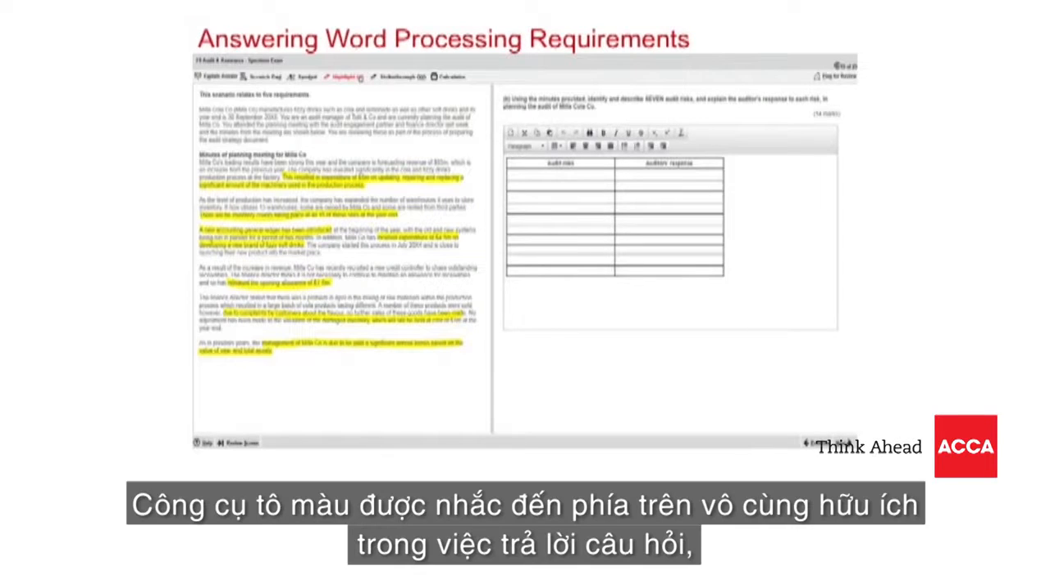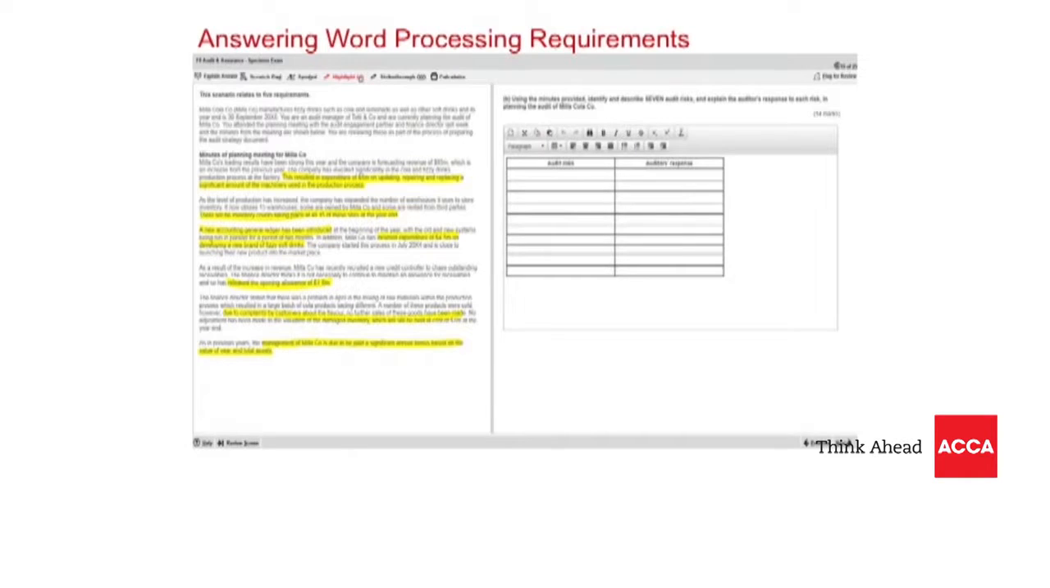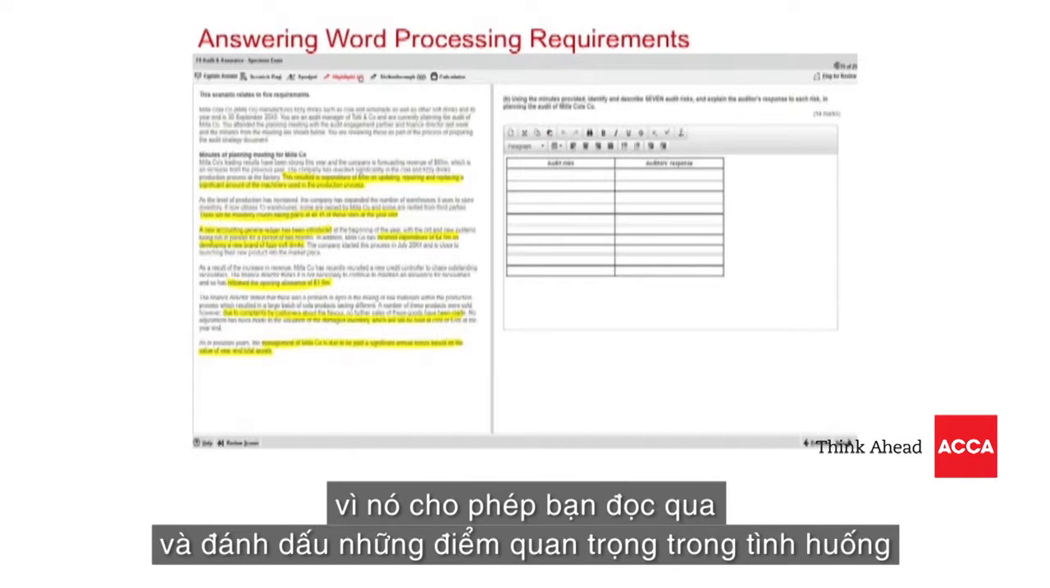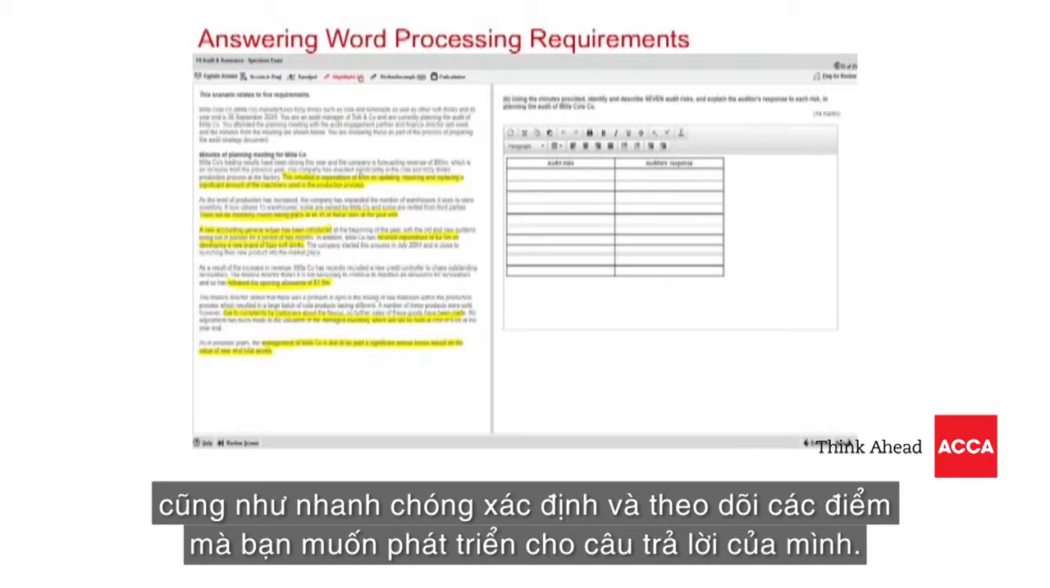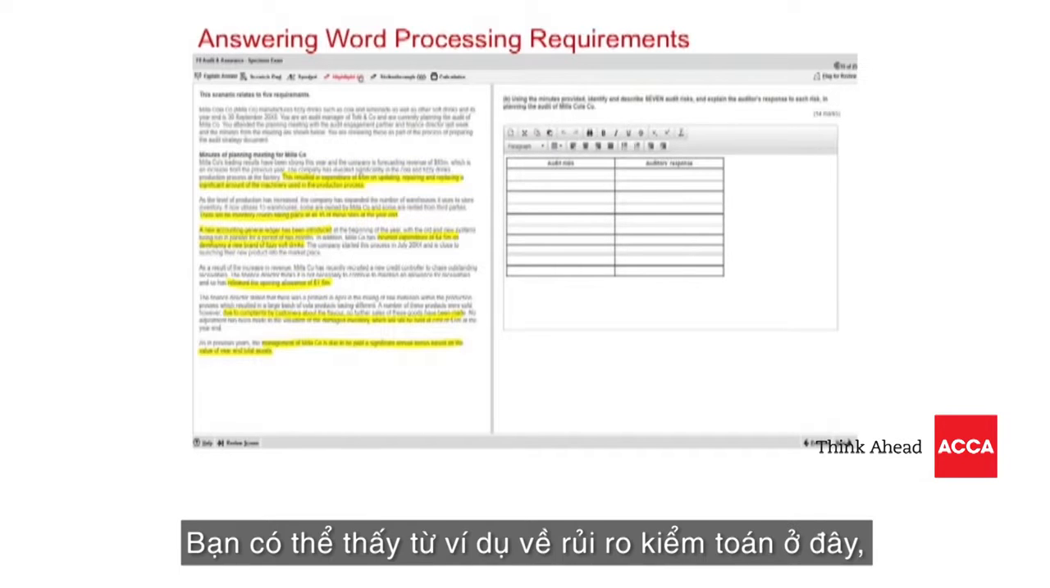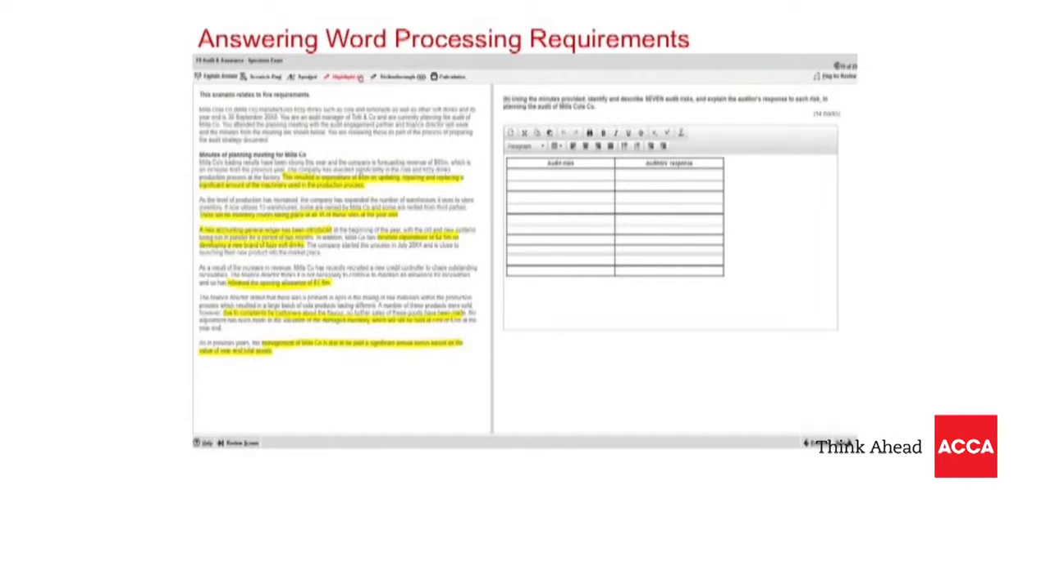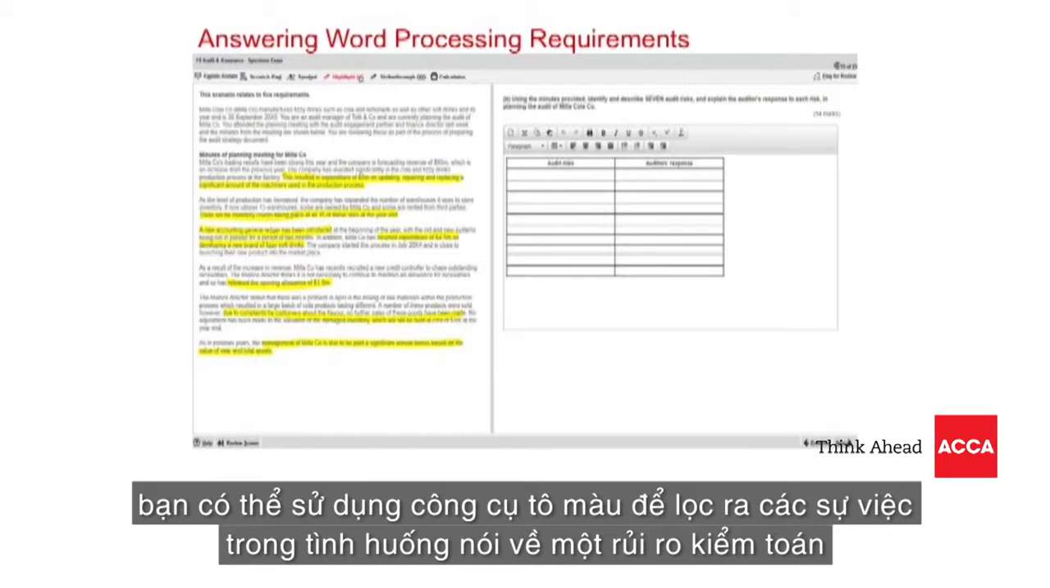The highlighting tool just discussed will be very useful in answering F8 questions, as it will allow you to go through and highlight key points in the scenario and allow you to quickly identify and keep track of the points that you want to develop in your answer. You can see from the example featured on audit risk here that you can use the highlighting functionality to pick out the facts from the scenario that indicate where an audit risk may be present.